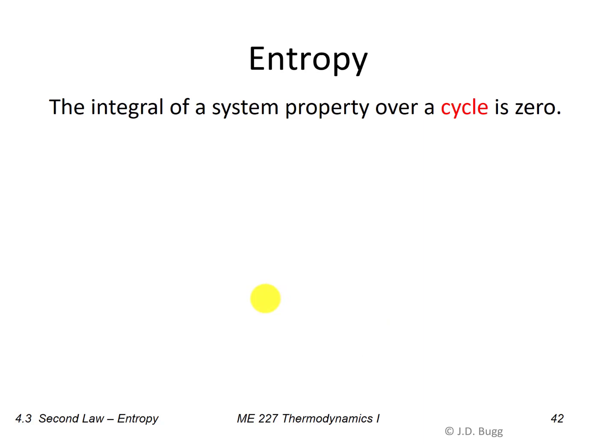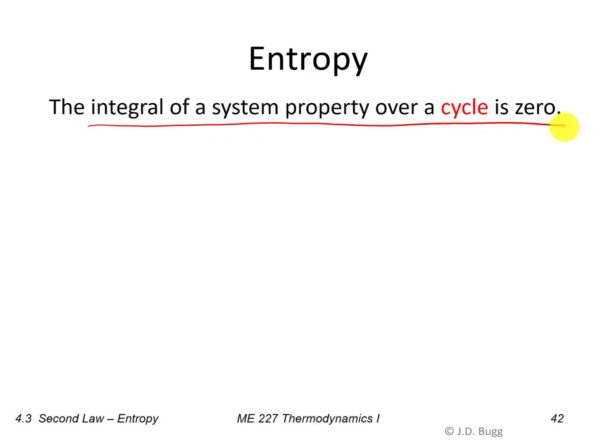So we know that the integral of a system property over a cycle is 0. So remember, that's one of the characteristics that we identified for system properties. So things like pressure, temperature, internal energy, enthalpy, specific volume, all of those things are properties or system properties or state functions. And one of their characteristics is that if you go around a cycle and return back to the same spot and add up all of the changes in any of those quantities, it comes out to 0. So here we're just reminding ourselves of that fact. The integral of a system property over a cycle is 0.